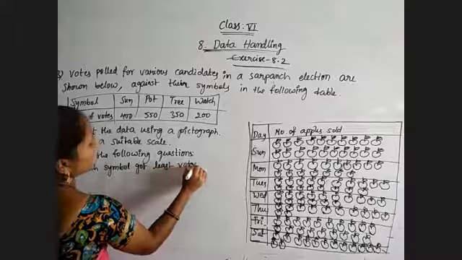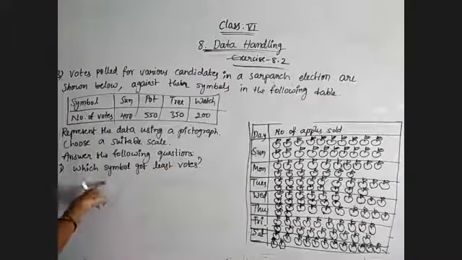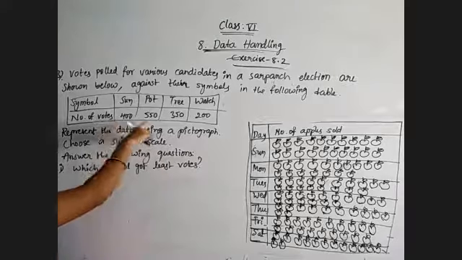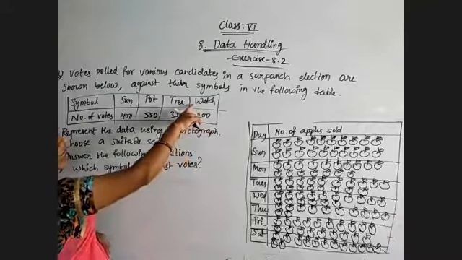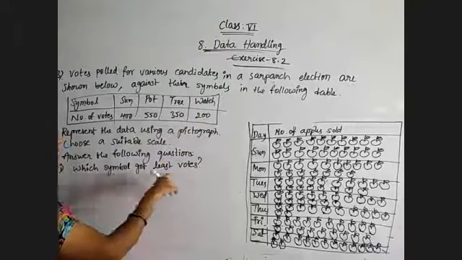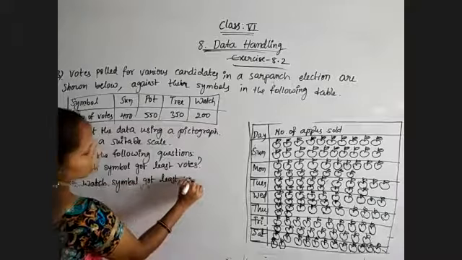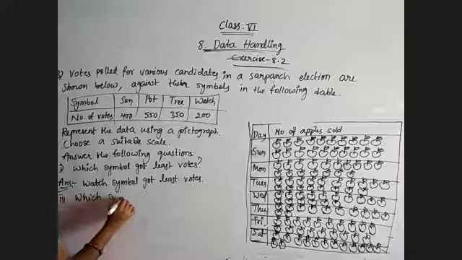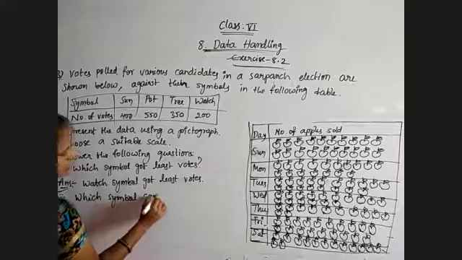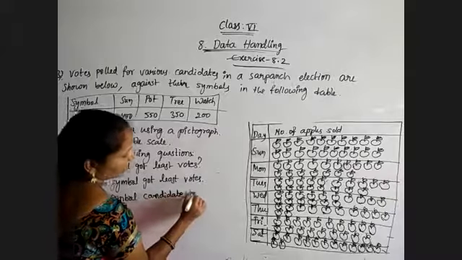Just observe the table; without drawing the pictograph we can answer this. Compare the number of votes. Least means the minimum value, that is 200. So directly we can write the answer: what symbol got least votes? And the second question given is: which symbol candidate won in the election?